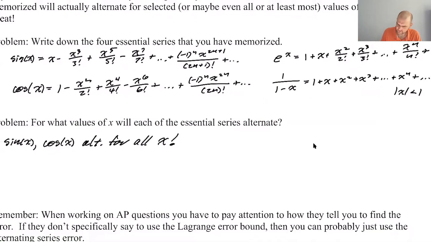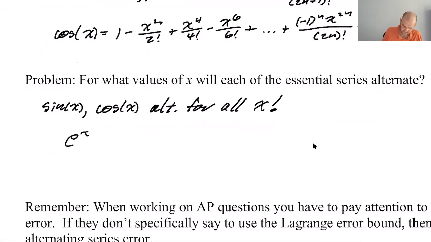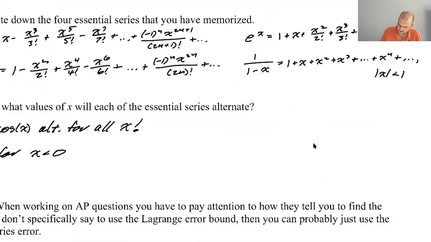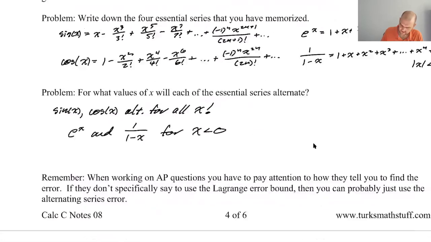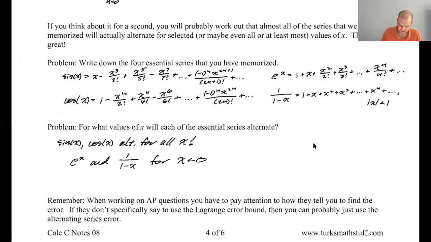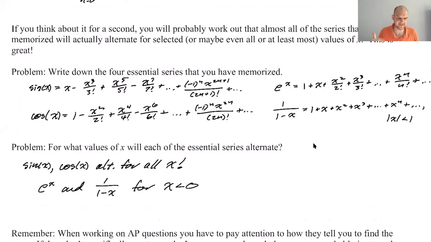E to the x, when x is less than 0, will alternate, I guess. E to the x for x less than 0. And then the geometric also alternates for x less than 0. So e to the x and 1 over 1 minus x. I don't know what I'm doing. 1 over 1 minus x for x less than 0. So I think that's right. I get that wrong in class almost every year. So now I have a mental block about it, but I'm pretty sure that's right. I think that's how it works.